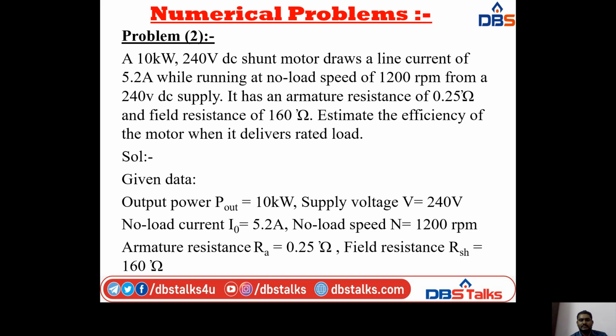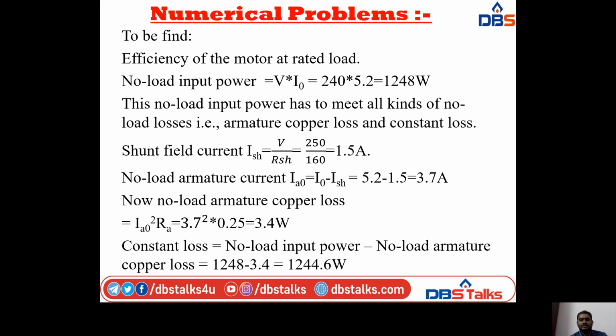Coming to the solution. Actually they gave the output power, so we have to calculate the no load input power. For a DC motor, the no load input power formula is equal to V into I naught. Actually for input power we have the formula V into IL, but here we have to calculate the no load input power. That's why we are substituting V into I naught.